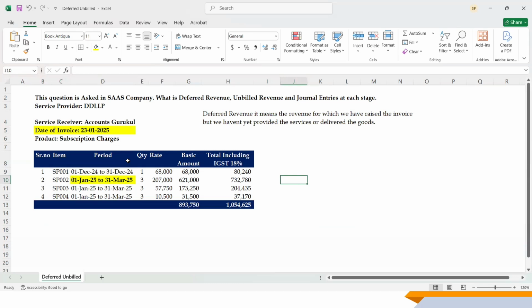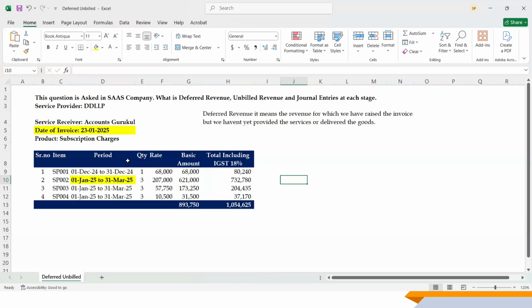Now, as per the definition of deferred revenue, as per the concept of deferred revenue, it means the revenue for which we have raised the invoice, but we haven't yet provided the services. So here we have raised the invoice on 23rd Jan, but for the period of Jan to March, we have raised the invoice for future period, but we haven't yet provided the services. So the revenue pertaining to the future period, that's going to be treated as deferred revenue for us. And what does it mean by that?